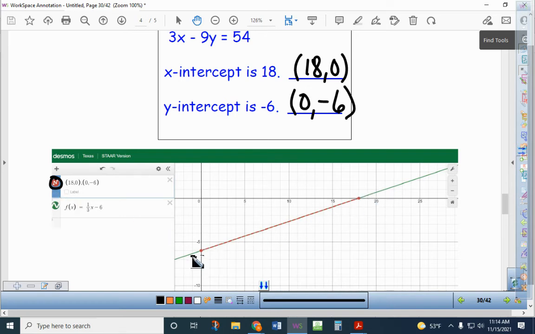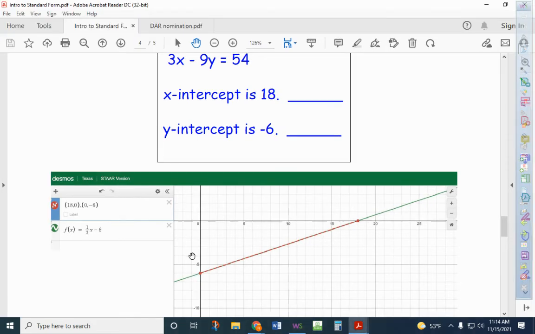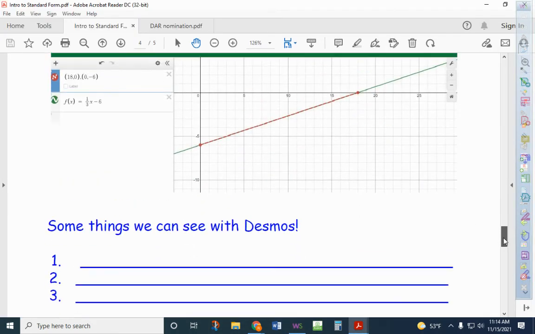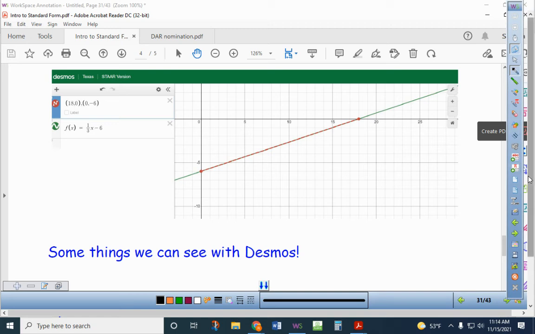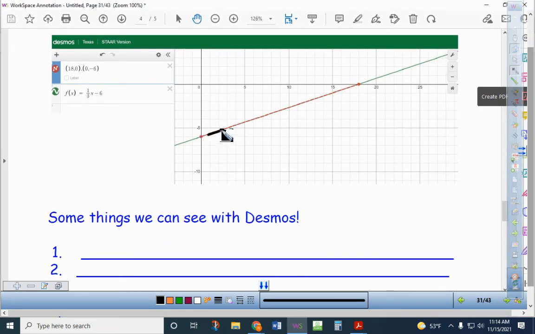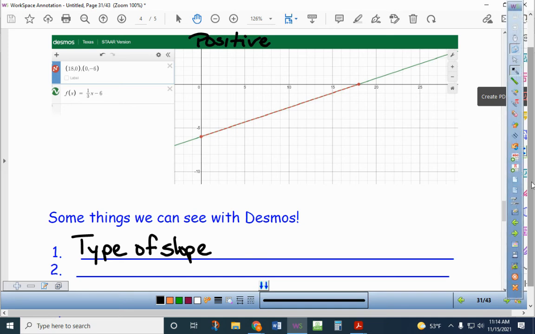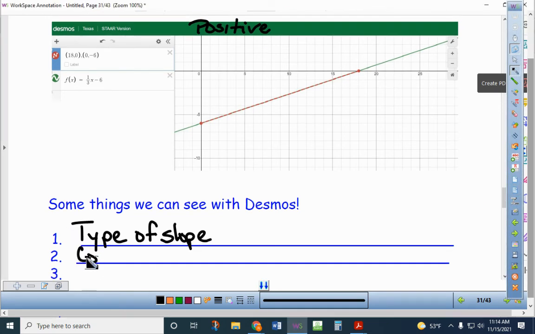And so what are some things we can see with our Desmos here? Well, hopefully you've thought of a few things, and maybe if you've thought of some more things than I did, you can let me know. So we can see, well, first off, if I can get my screen to go down, we can see that this line is going up right there. And so if it's going up, it is positive slope. So Desmos can show us the type of slope. It can also let us count our slope, especially if we have the intercepts.